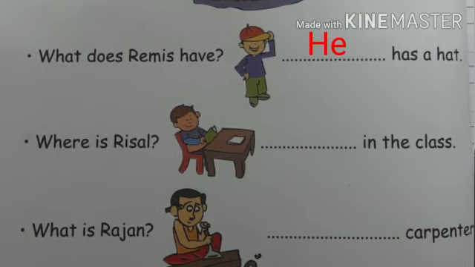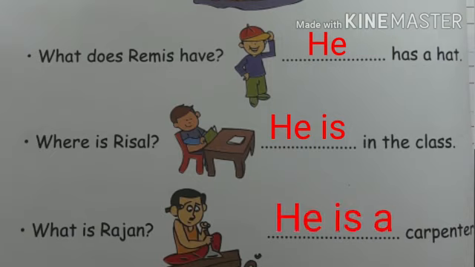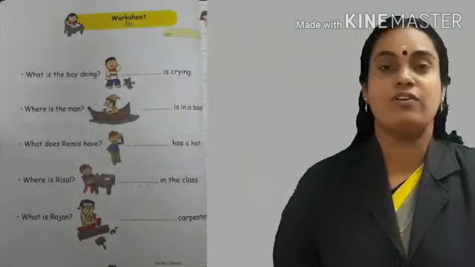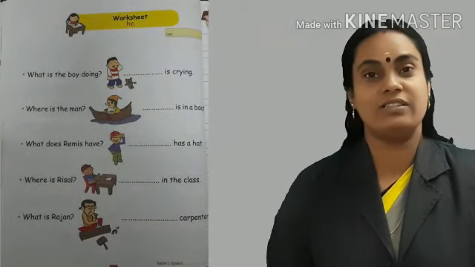Where is Rizal? H-E, he, I-S, is in the class. He is in the class. What is Rajan? H-E, he, I-S, is a C-A-R-P-E-N-T-E-R, carpenter. He is a carpenter. You want to write he is a there. Okay? All of you look at the pictures and write on the worksheet.